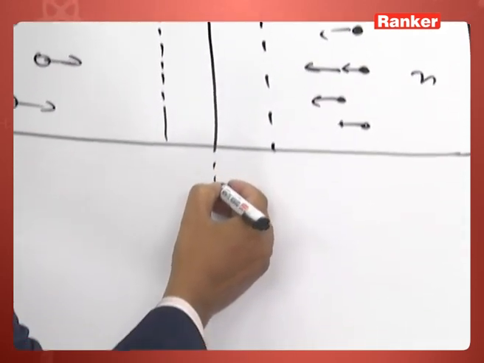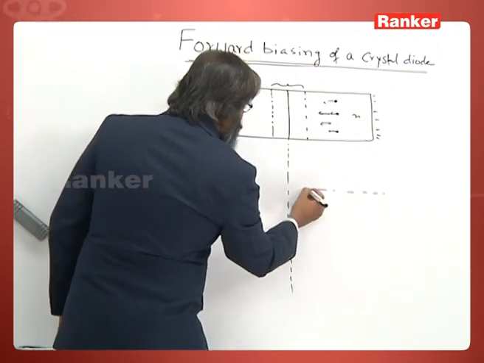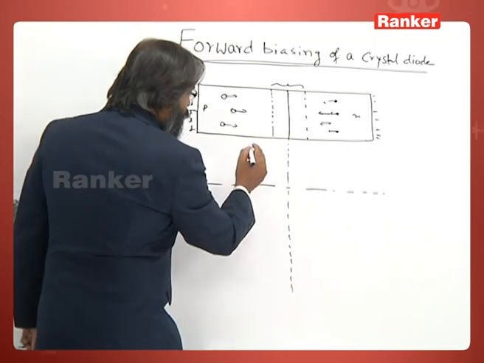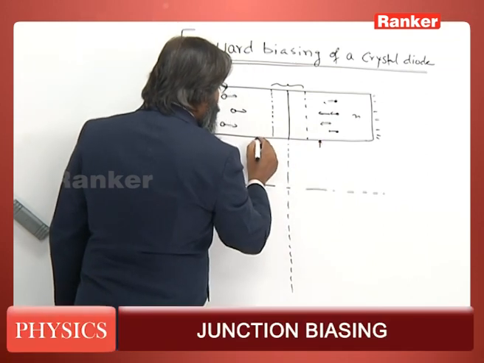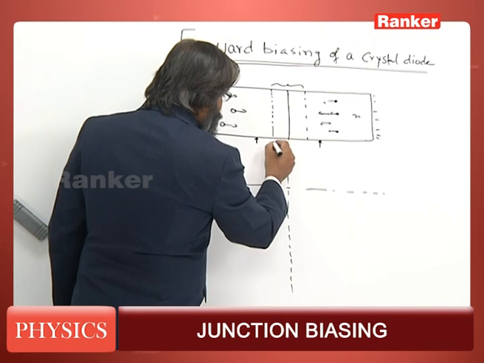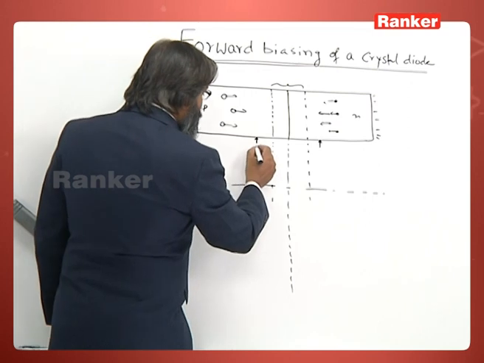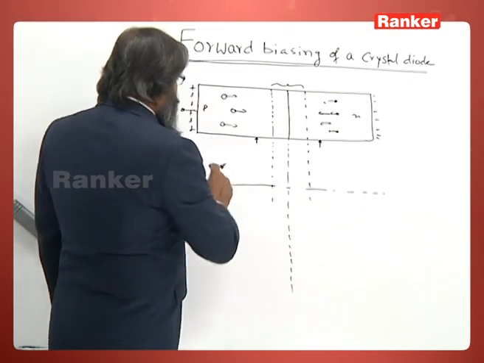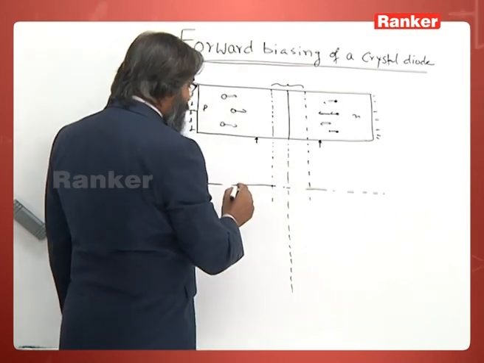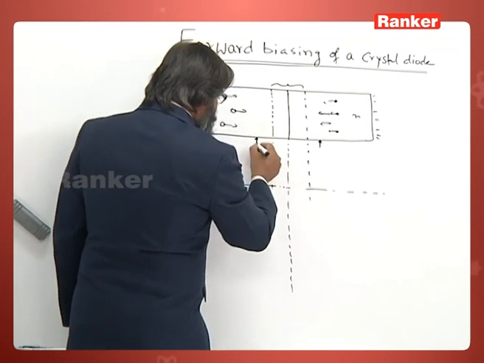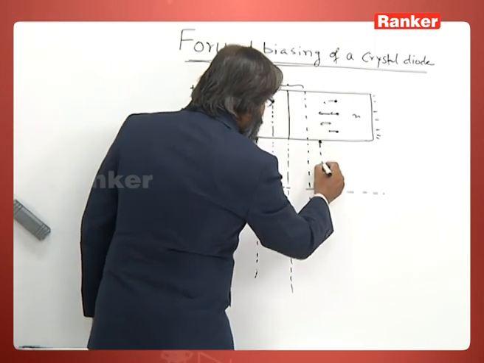Previously this depletion layer was somewhat up to this position. Suppose this was the position of the depletion layer initially, and now this is the new position, that is the new width of the depletion layer. If I draw the potential barrier, one more thing, we will compare the potential barrier initial and final.